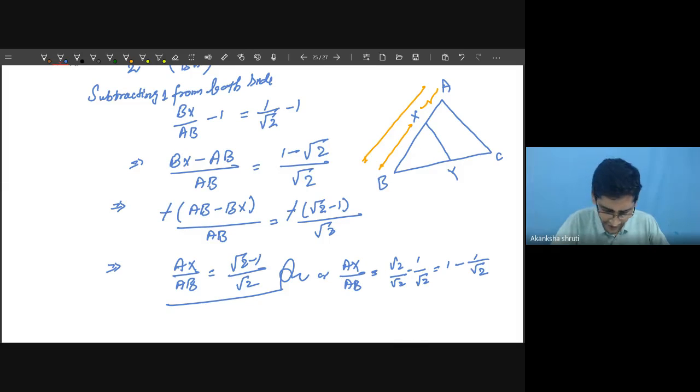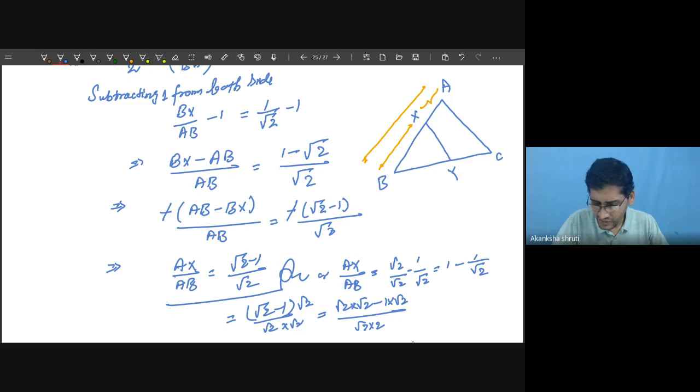Or it may be given in rationalized form. So this may also be given like this: root 2 minus 1 divided by root 2 into root 2. Into root 2 is the rationalizing factor. So multiply this: root 2 into root 2 minus 1 into root 2 divided by root 2 into root 2. So it becomes root 2 into root 2 is 2 minus root 2, divided by 2. So this is the other way of writing.